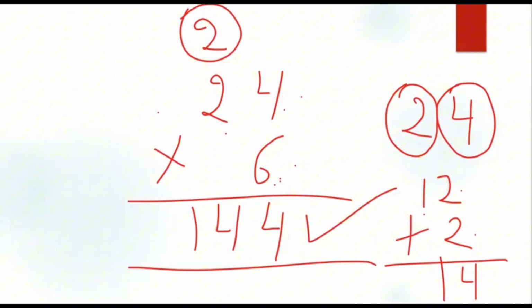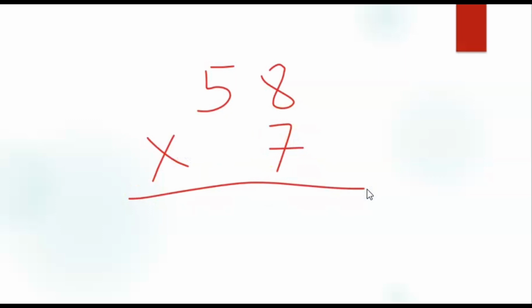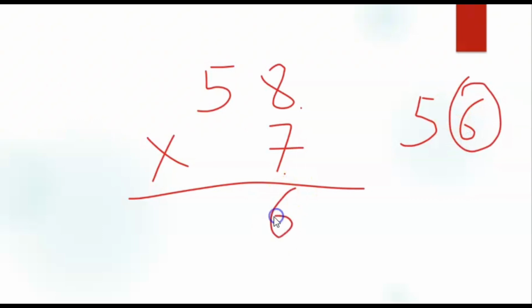Now let's do a little higher number. Let's take 58 times 7. Remember the first step? We're going to multiply this 7 with this 8. So 7 times 8 is 56. Next step, we're going to take this 6, put it over here. We have 5 in our hand. You can put this 5 on top of that other 5. We are done with this 8.